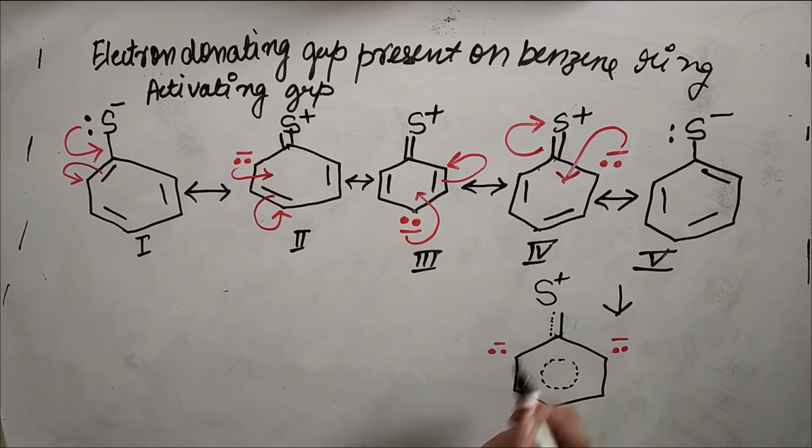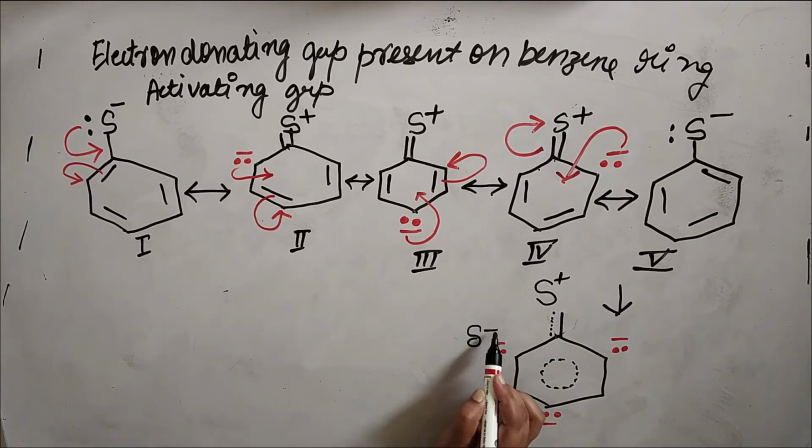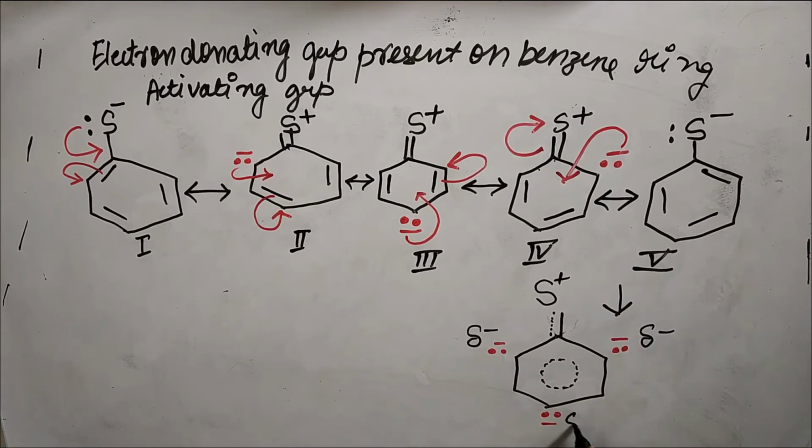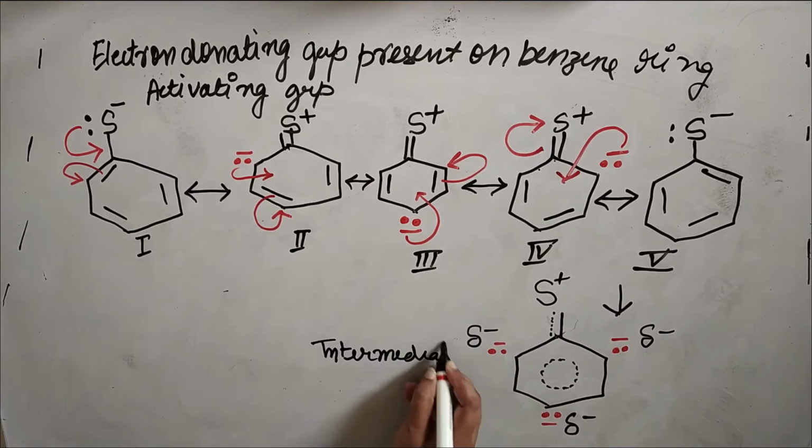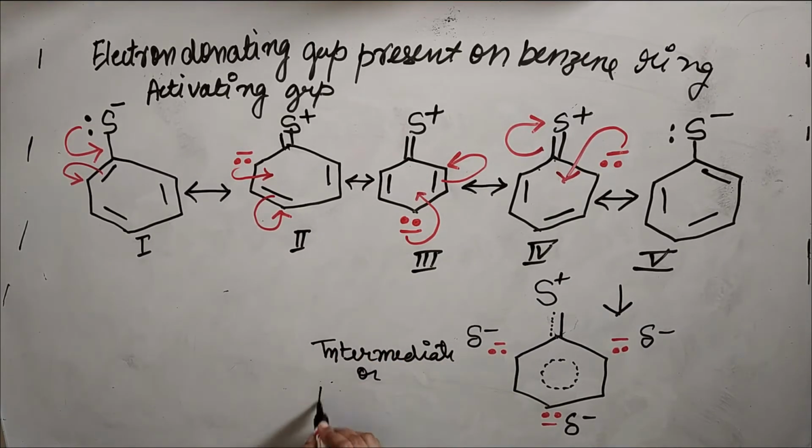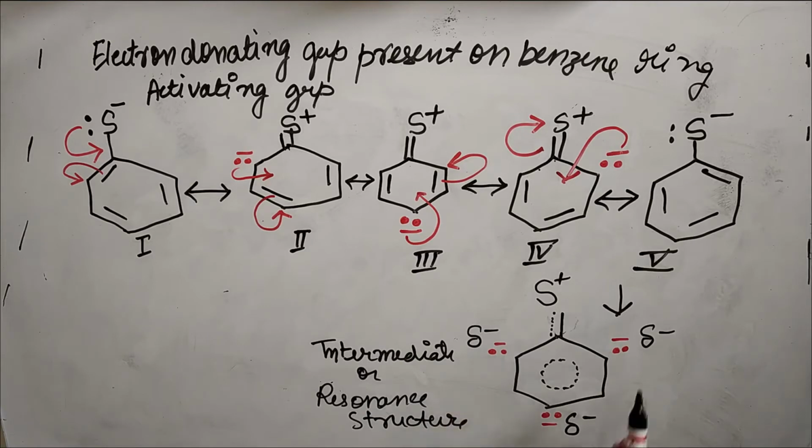So at this position, this S will acquire a positive charge, and here they will acquire the partial negative charge, because you can see the ortho negative charge is there because of the electron at this position, and again at this position. So if we combine all these 5 structures, this is the intermediate or resonance structure. This resonance structure is the combination of all these 1, 2, 3, 4 and 5 structures. Here you can see the partial negative charge appears at the ortho and para positions.